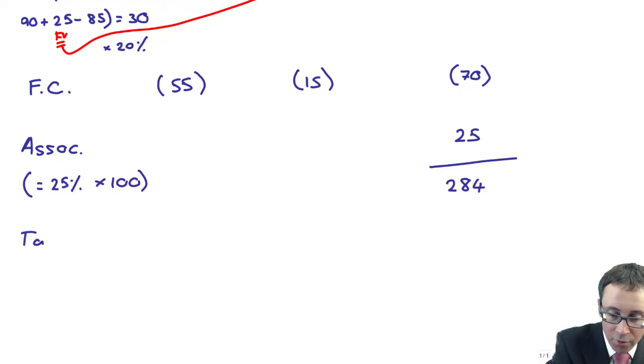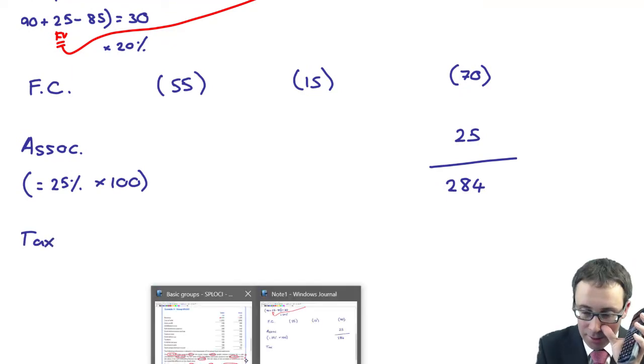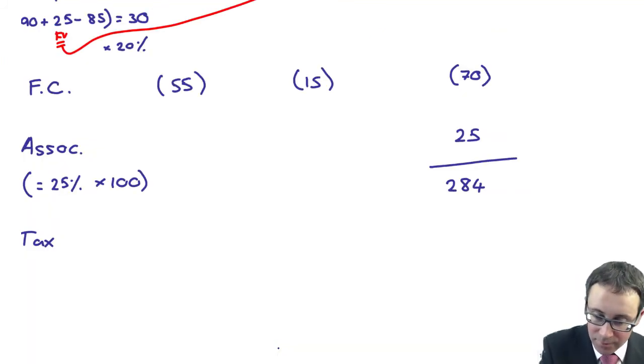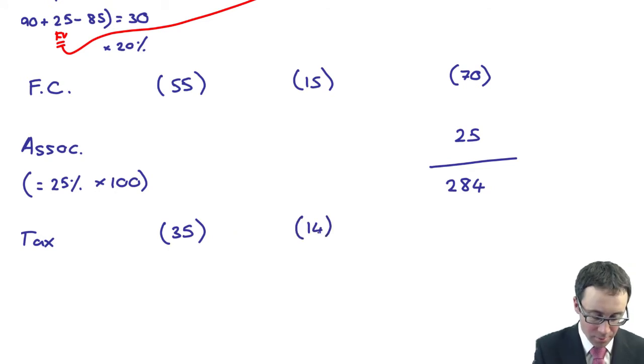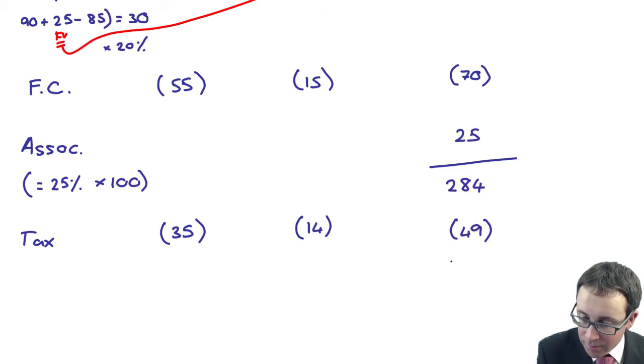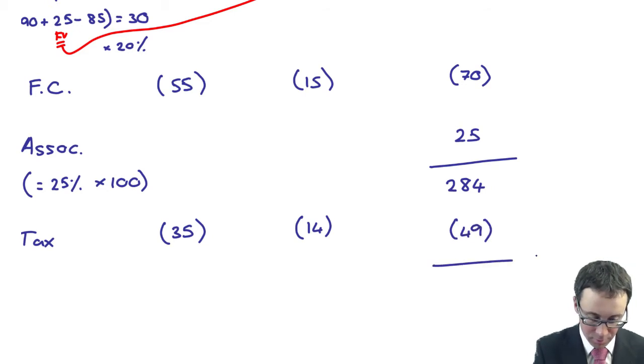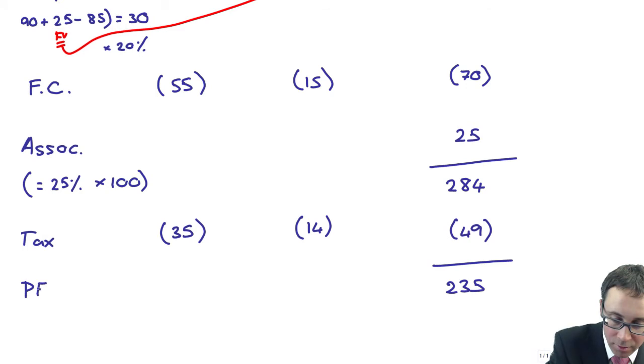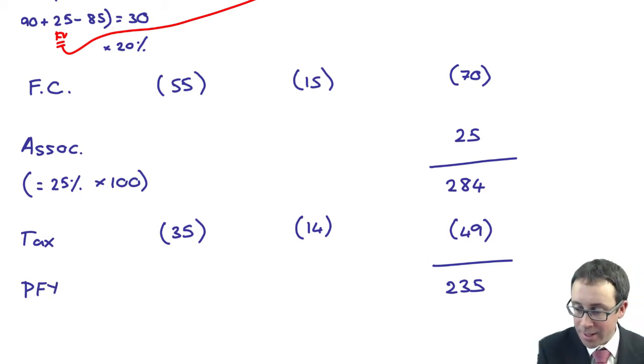Once you've got your 284, we're then into the realms of tax. 35 and half of 28. So 35 half of 28 is 14. So that gives me 49. Does that give me 235 as my group profit for the year? Okay.